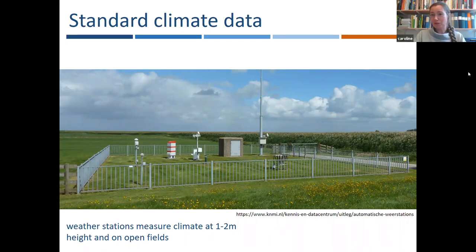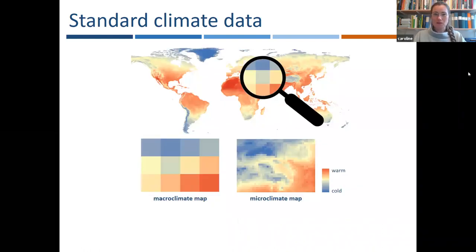So I cannot trust those climate data and climate maps that come from this data in order to study forest microclimate. The other problem is the resolution. So you have probably all seen global temperature maps or even national temperature maps, but they come in a very coarse resolution. So often in our latitudes, you could say you have one temperature value for a square of one kilometer. And that of course obscures a lot of fine scale variation near the ground. So what we need is microclimate maps that capture these differences, where you can find the cold and the warm spots in the landscape.